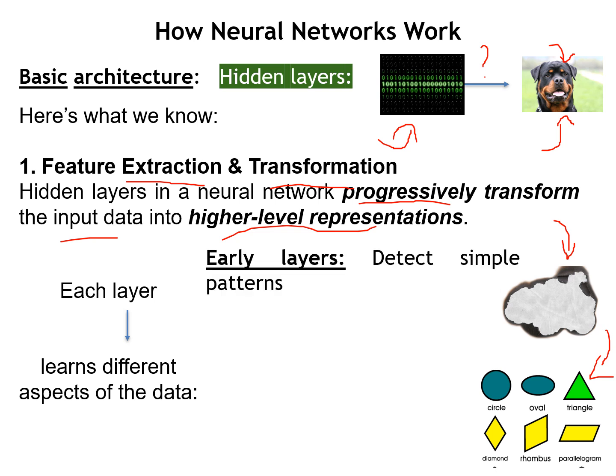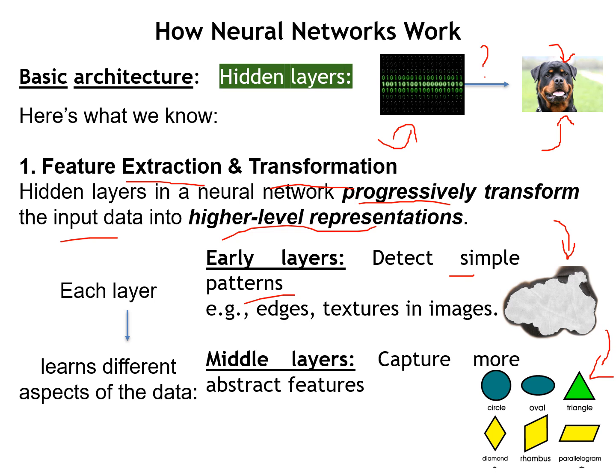I told you that early layers can detect simple patterns. For example, they can detect edges and textures in images, and the middle layers can capture more abstract features like shapes and parts of objects. In addition to that, deeper layers do more complex things like grouping. So let me show you an example of that.